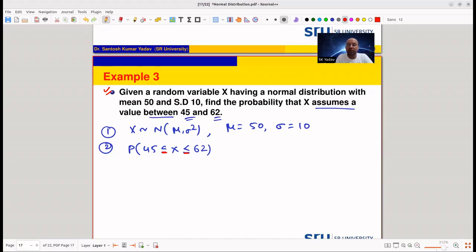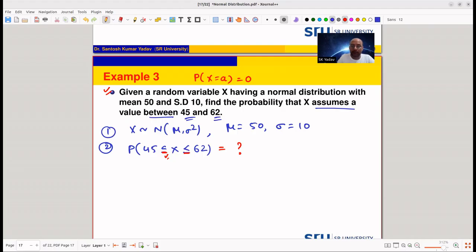So normal distribution is a continuous probability distribution. Whether you include the equality sign or not, it will not change the answer because the point probability is 0 in the case of a continuous random variable. That means if x is continuous, P of x equal to a is 0. So whether you include this or not, it will not change anything, and the normal distribution is continuous here.